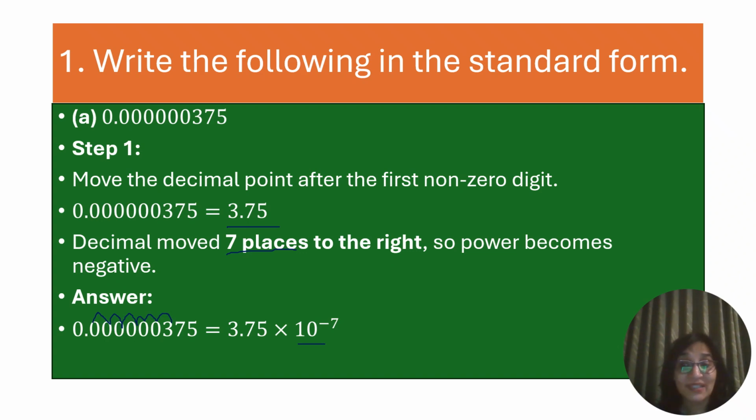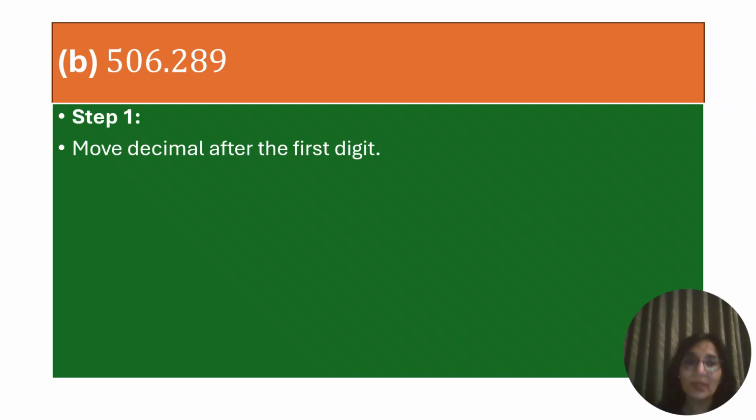Let's solve more questions and understand, and I'm sure your concept will be clear. Now look at this figure, 506.289. So what is the first step? Move the decimal after the first digit. Now look at this, after the first digit. So now this becomes 5.06289.